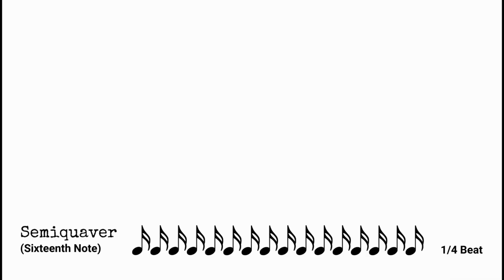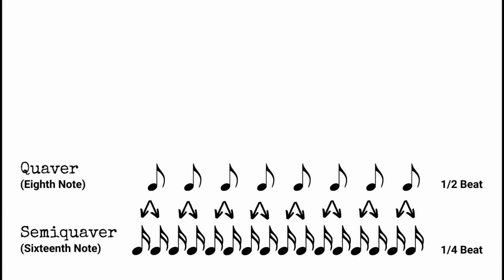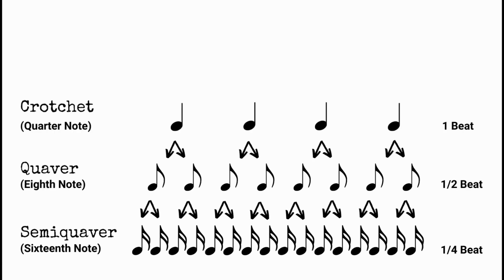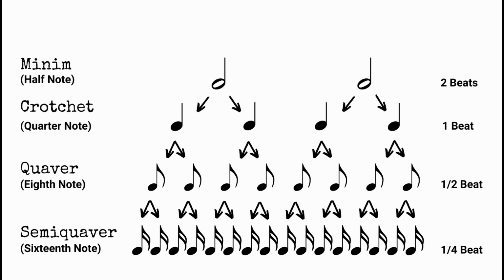A semiquaver is played for half the time of a quaver, 1/4 of the time of a crotchet, 1/8 of the time of a minim, and 1/16 of the time of a semibreve.